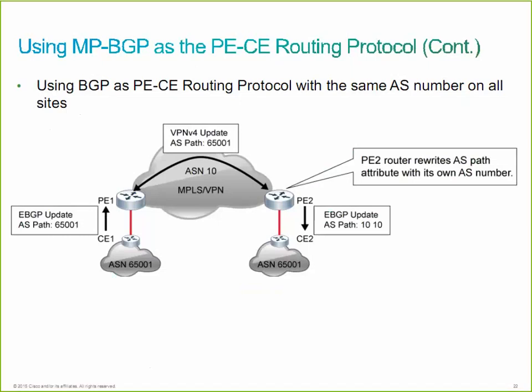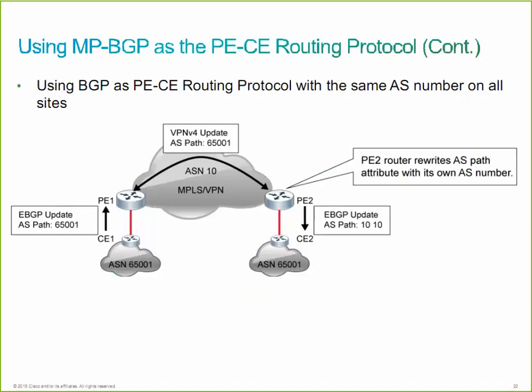Because the CE router on the other site sees its own autonomous system number as part of the AS path attribute, which means that could potentially be a routing loop, right? Even though BGP is generally classified as a path vector routing protocol, it's fundamentally a distance vector protocol. I mean, it uses a lot of the same loop avoidance mechanisms that distance vector protocols tend to use.